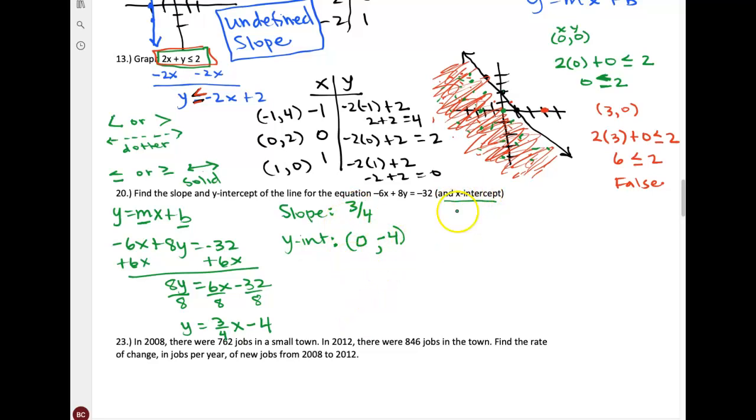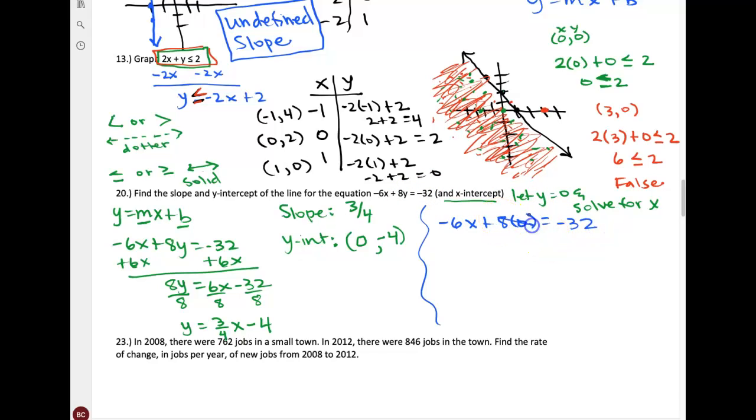Okay. And then let's look at finding the x-intercept for this again. So I'm going to go back to this original one. Remember, with x-intercept, we're going to let y equal 0 and solve for x. Okay, so let's do that here. So if I have -6x plus 8 times 0 equals -32.